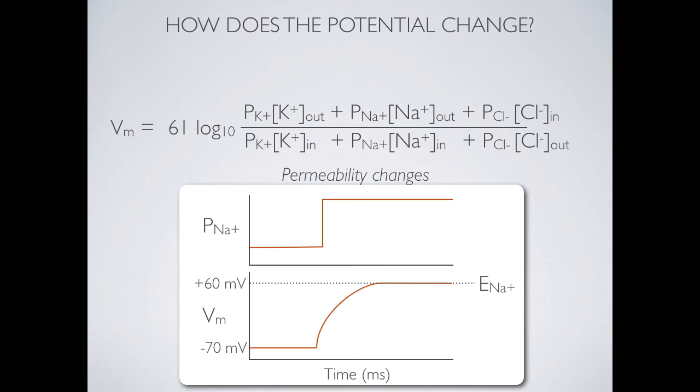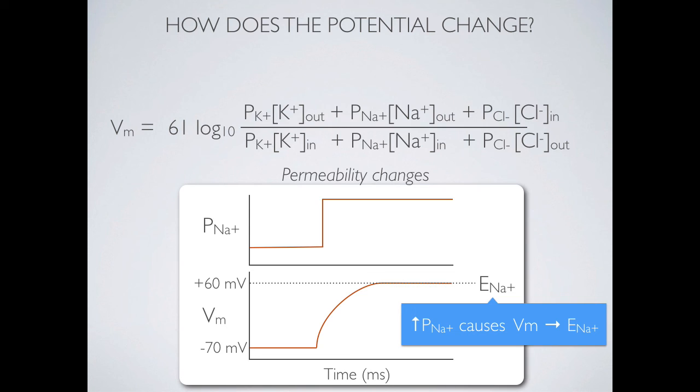Okay, and if you really open it up and you keep it open, eventually the membrane will just settle in at the equilibrium potential for that ion. In this case, it's the equilibrium potential for sodium. So that rise in permeability causes the membrane to move towards that equilibrium potential.